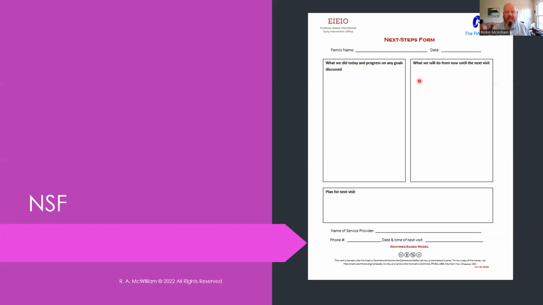So it's clear that this is by the parent, the caregiver's choice, not me giving the parent homework, which would make me the expert who is telling people what to do. And we avoid that very much. And the plan for the next visit goes down in this box here.